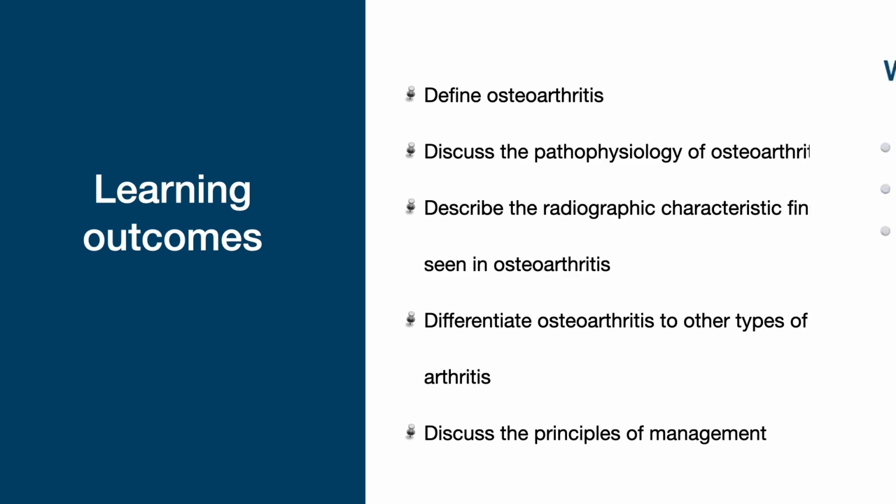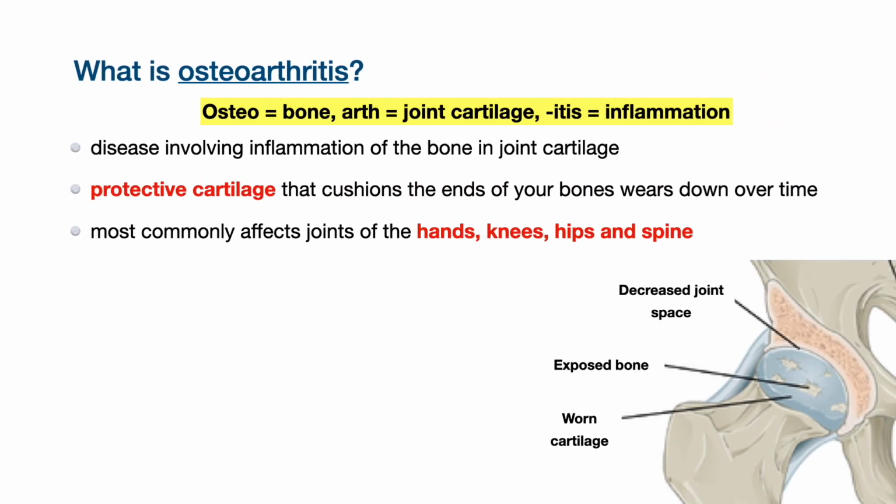Let's get started. So what is osteoarthritis? Osteo refers to bone, arth meaning joint cartilage, and itis simply means inflammation. So osteoarthritis refers to the disease involving inflammation of the bone in joint cartilage. It occurs when the protective cartilage that cushions the ends of your bones wears down over time. Although osteoarthritis can damage any joint, the disorder most commonly affects joints in the hands, knees, hips, and spine.